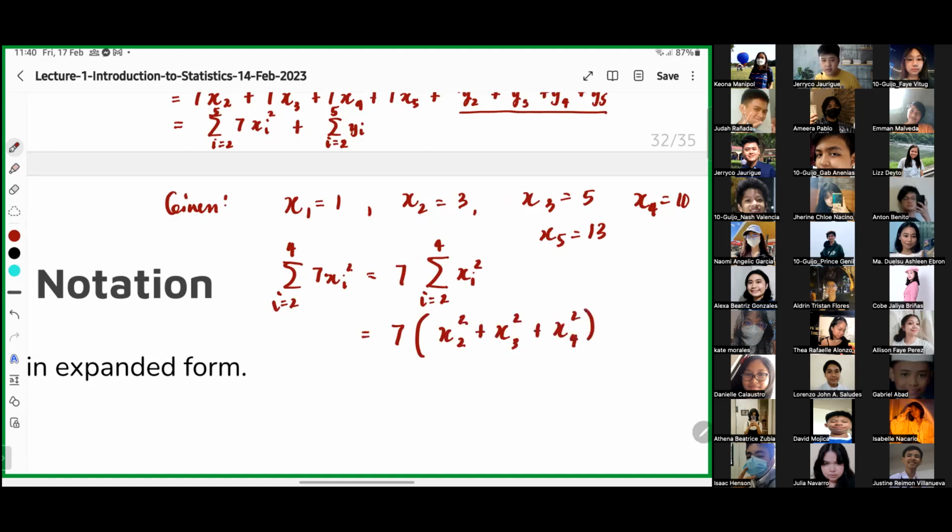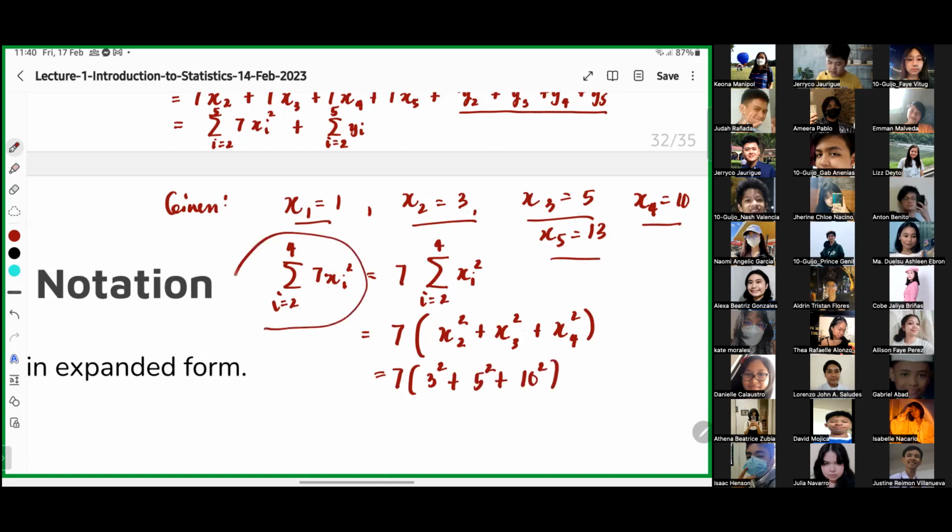Hanggang 4 lang. And then, yung tanong ni Raymond, ano daw yung saysay ng mga may sub, it will allow you to identify ano yung value nun. So, for example, ang x sub 2 natin is 3. So, it will become 3 squared plus x sub 3 natin ay 5. Become 5 squared plus x sub 4 natin is 10. Yan. And then, all you have to do is to simplify this to find the value of this summation.